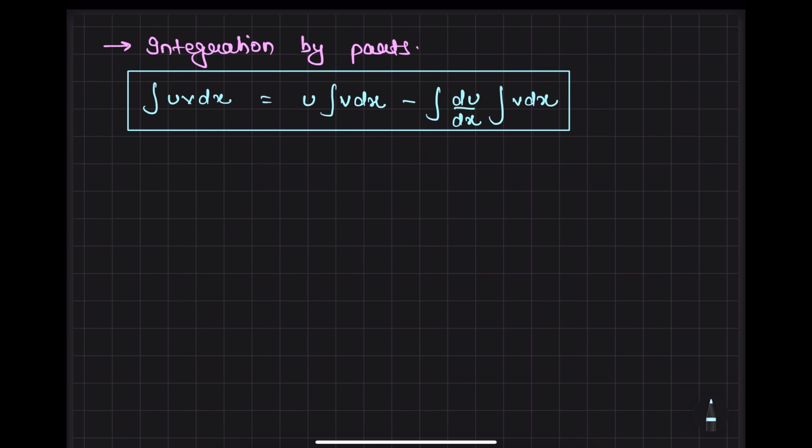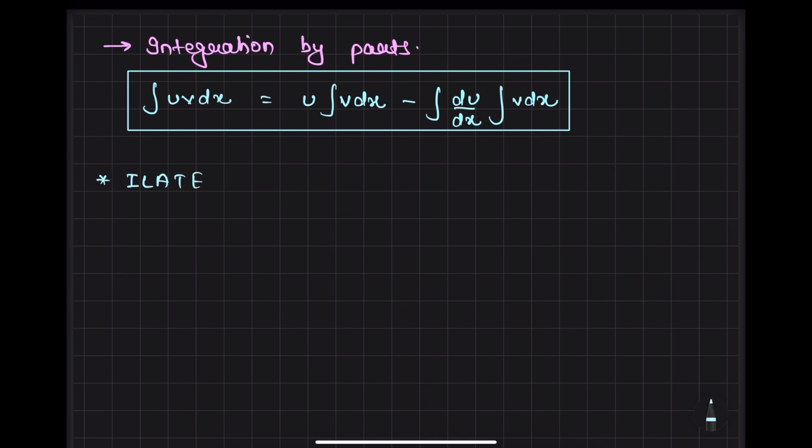Correct? Now you have to memorize this statement. The statement is: first function integration of second function minus whole integration of differentiation of first function integration of second function. Just keep on repeating this statement a lot. Now how will you decide which function has to be taken first and which next? You will take help of the word ILATE.